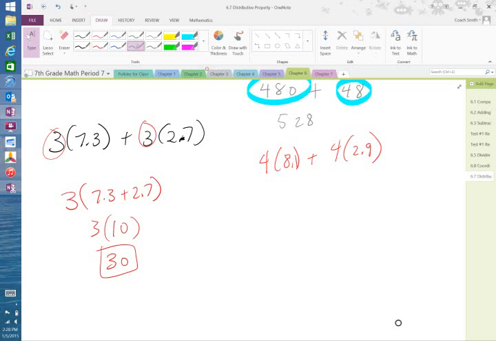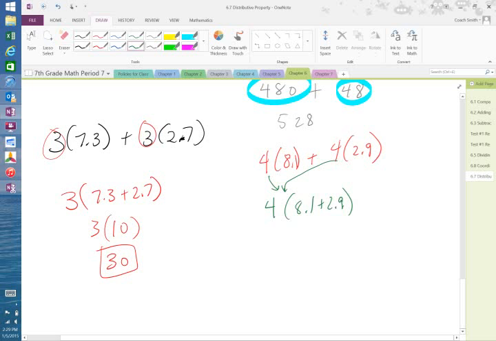Once again, the distributive property. Take the 4 and go outside. Now you're going, well, there's 2 of them there. Why are we going down to 1? The reason you're going down to 1 is because of the distributive property. You take the common one and put it outside. Now, you have inside 8.1 plus 2.9. What is 8.1 plus 2.9? 11. Thank you, Tristan. 4 times 11? 44.